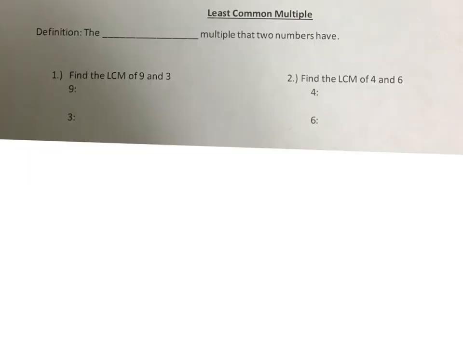All right, so now let's talk about least common multiple, or LCM. So let's start with the definition again. The definition of LCM is the smallest multiple that two numbers have, or the least multiple that two numbers have, least common multiple. So let's look at number 1. It says find the LCM of 9 and 3.